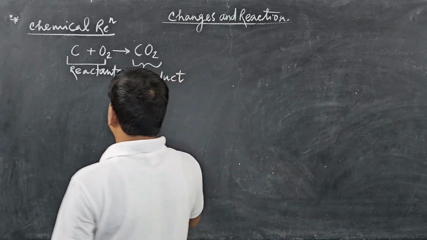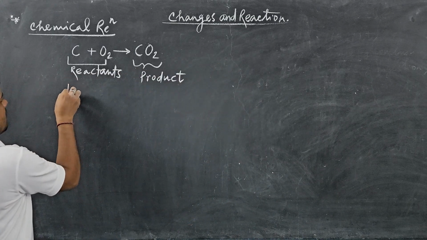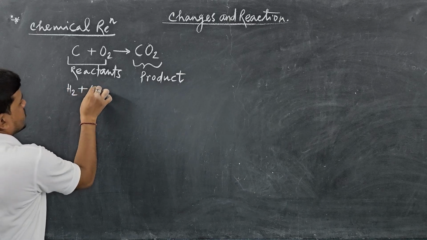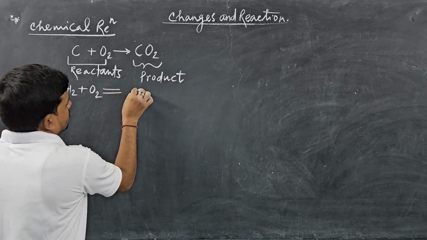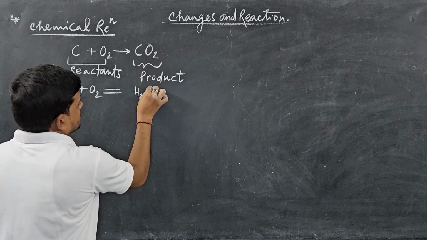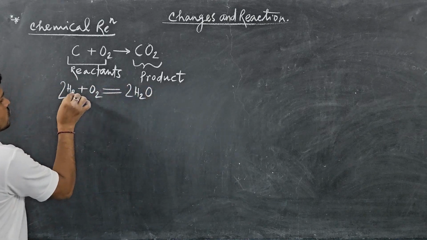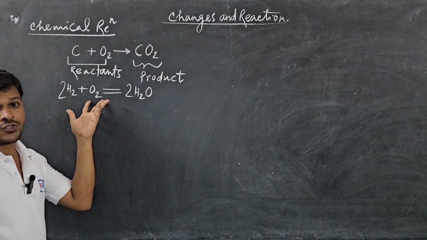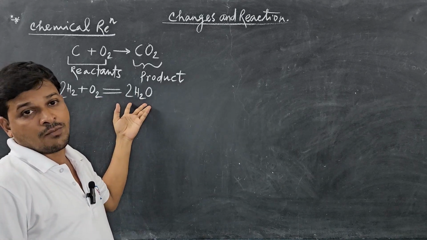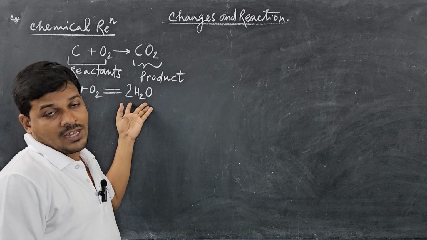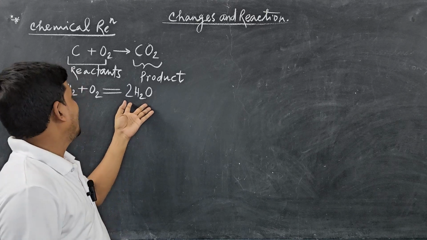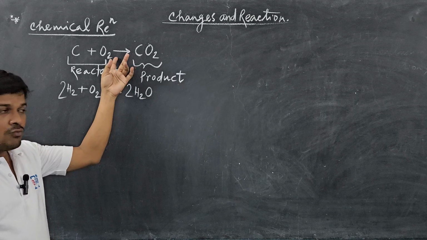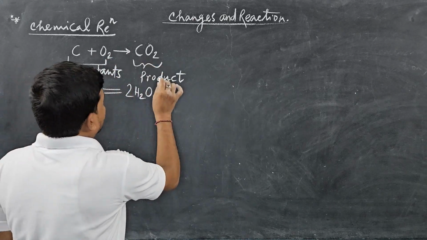A chemical reaction, when balanced, is represented like hydrogen plus oxygen forms water: 2H2 plus O2 gives 2H2O. Here the number of hydrogen atoms and oxygen atoms in the reactant side and product side are the same, so it is called a balanced chemical equation. And when they are not equal, it is called an unbalanced chemical equation.